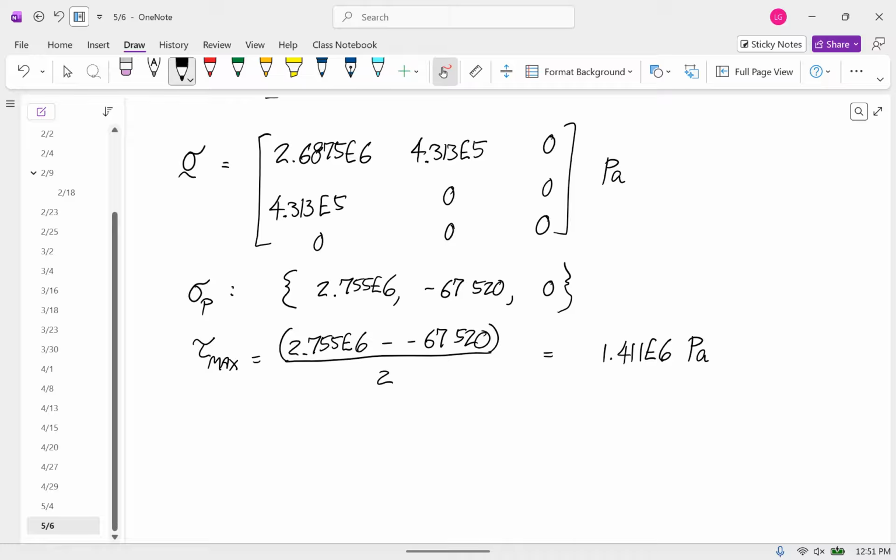Something like steel or most metals, this is not a very good predictor of when those are going to fail. You need something else other than that because they're just not brittle. They can deform quite a bit before they break. Rock.